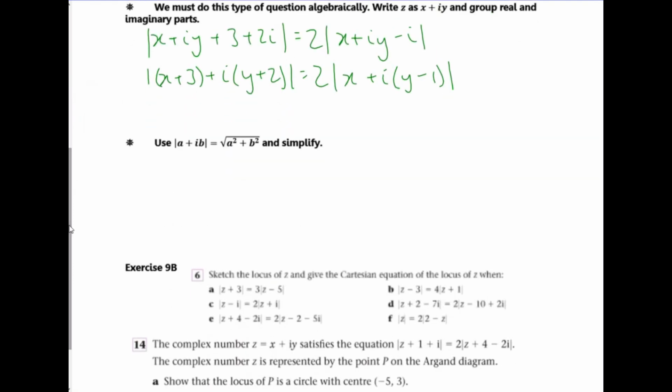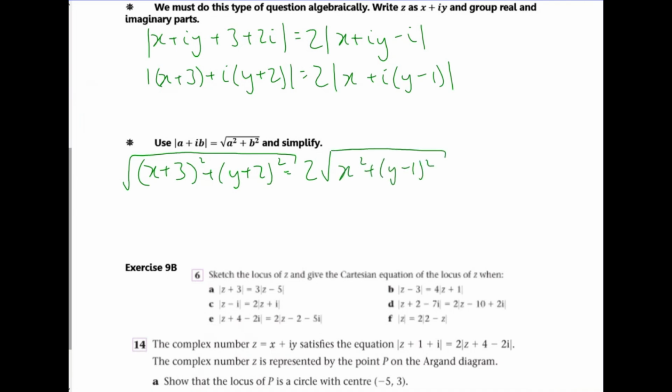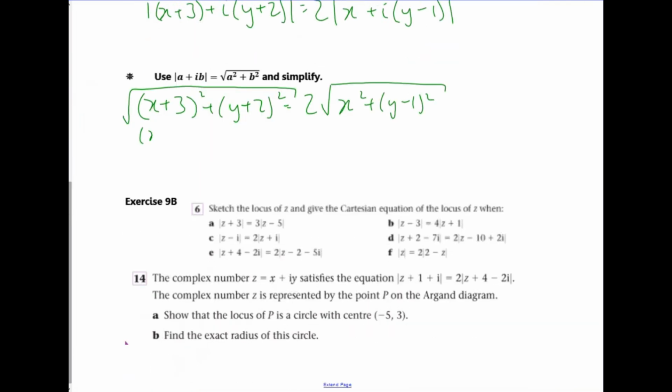We're going to work out the modulus of each of these complex numbers using Pythagoras. So I've got the square root of (x plus 3) squared plus (y plus 2) squared equals 2 times the square root of x squared plus (y minus 1) squared. I'm going to square both sides. Don't forget to square the 2. And then we're going to expand all this out and simplify it down.